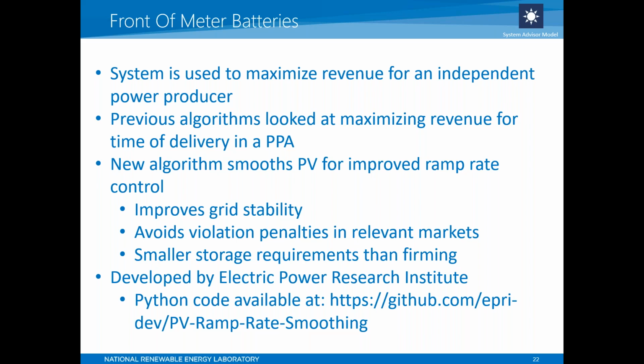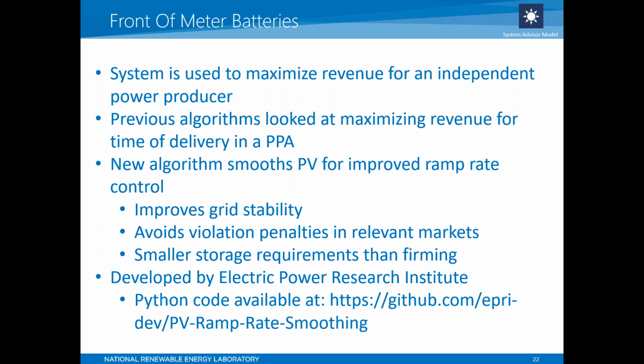So a potential issue is that rapid changes in PV cause issues for grid stability. And some relevant markets and system operators are starting to include penalties for that type of ramp. If a power plant changes its output by, for example, 10% of its nameplate capacity within 1 minute, they would be assigned some financial penalty as a part of their arrangement. So this algorithm looks to use the battery in order to prevent those types of penalties.